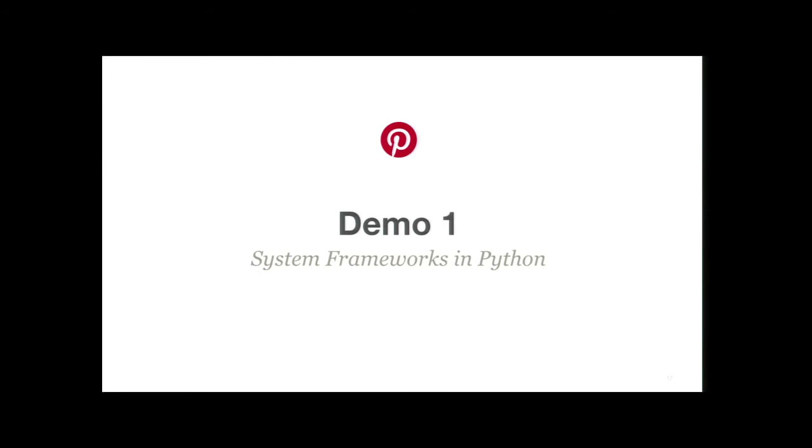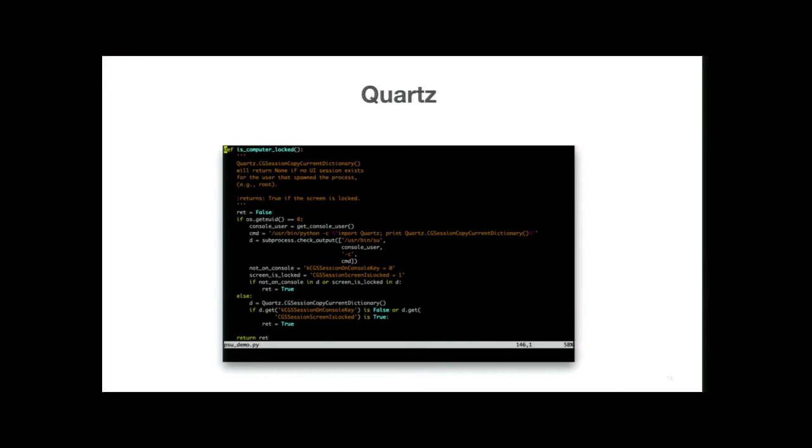All right, so first demo, this is really quick. System frameworks in Python. Can't really see it here, but basically this part is using the Quartz framework to get the current session dictionary, which will actually return a Python dictionary that you can use to retrieve whether the screen is locked. And this example function just checks if that value is true and then returns that value.